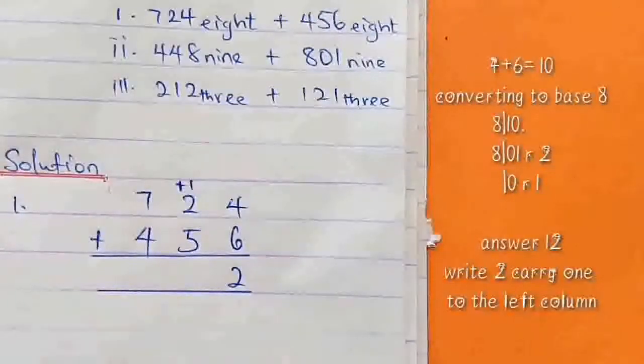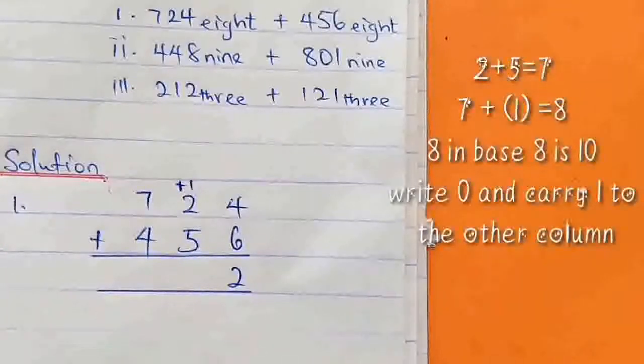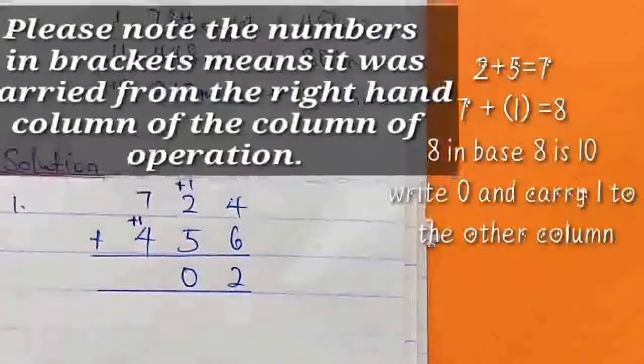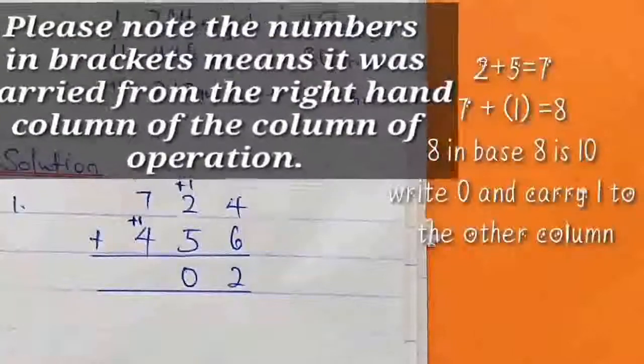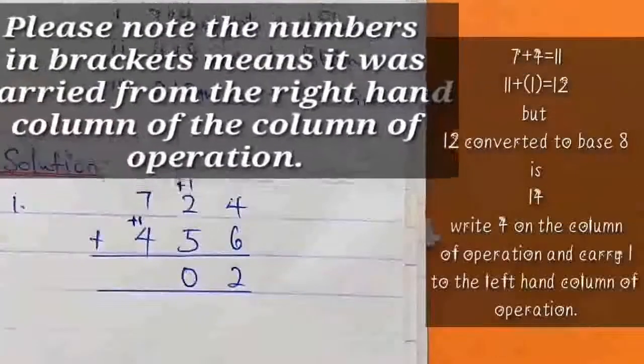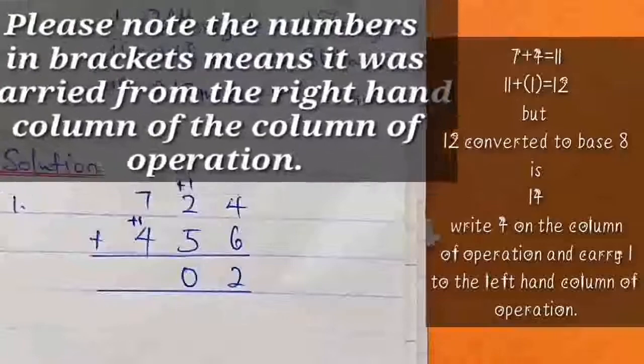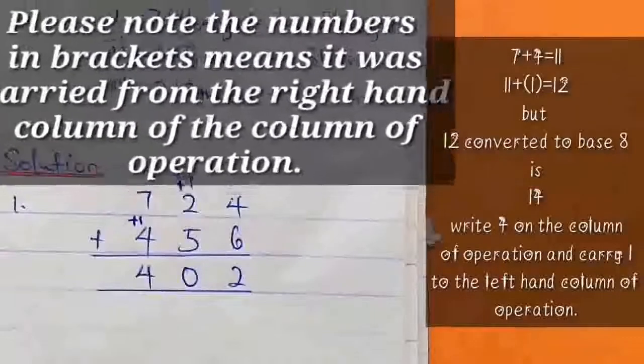2 plus 5 will give me 7, plus this one will give me 8. Converting 8 to base 8 will give me 1, 0. Therefore, I need to write 0, carry 1 to the other column. 7 plus 4 will give me 11, plus this one will give me 12. 12 converted to base 8 will give me 1, 4. Therefore, I need to write 4 under the same column, carry 1 to the other column.